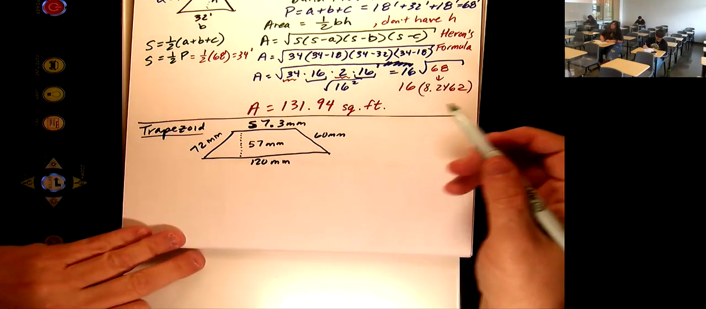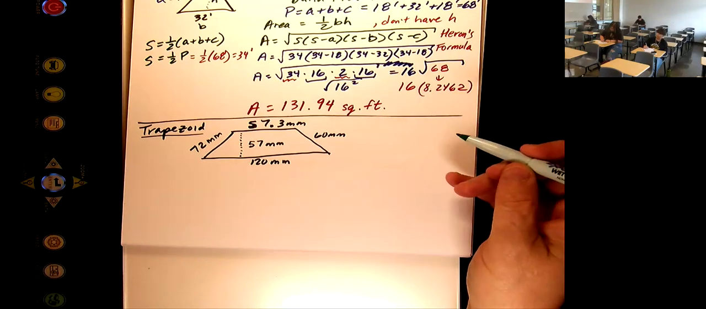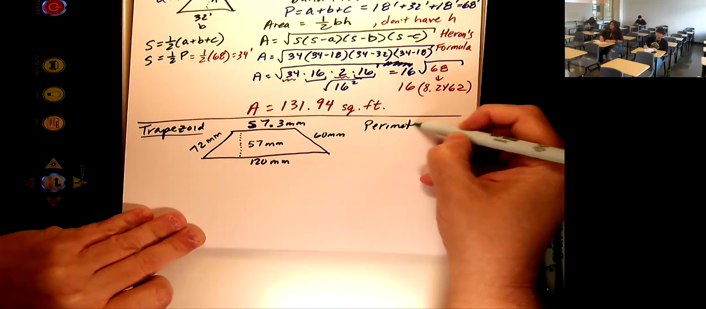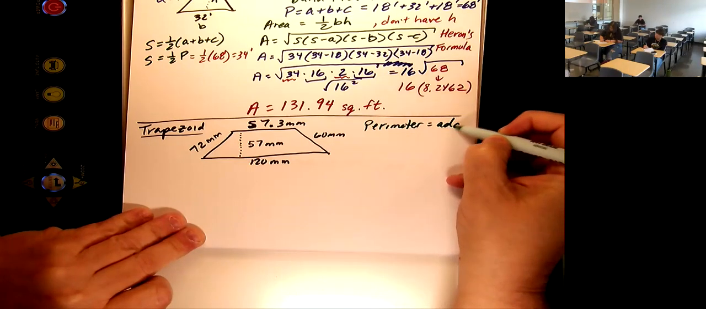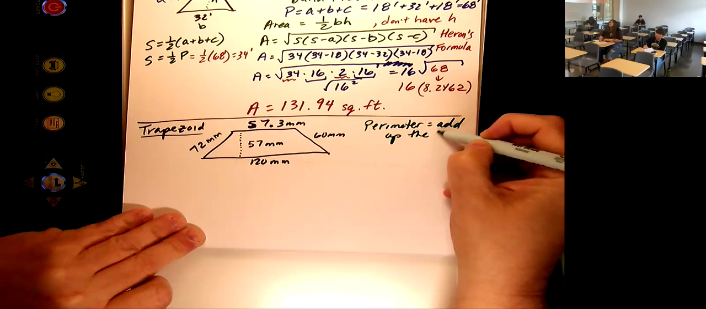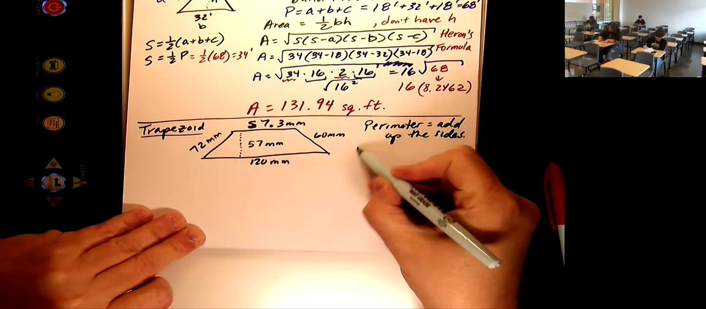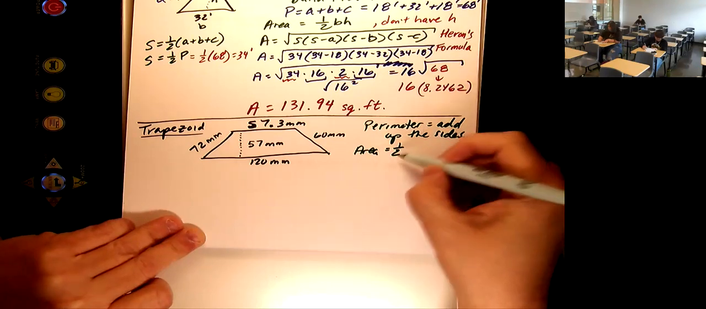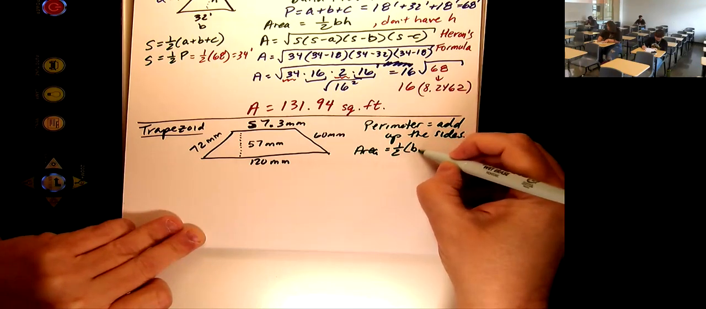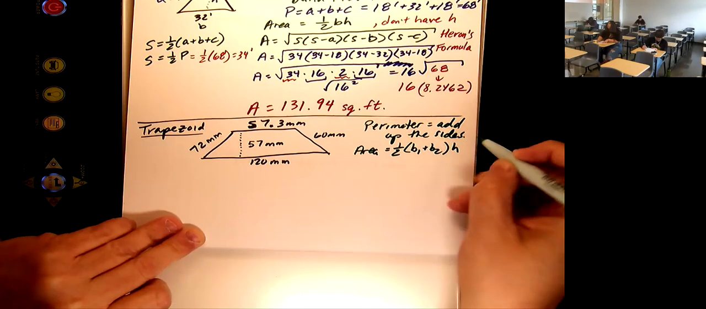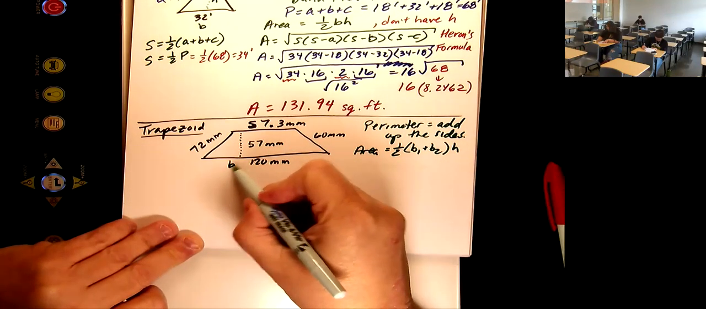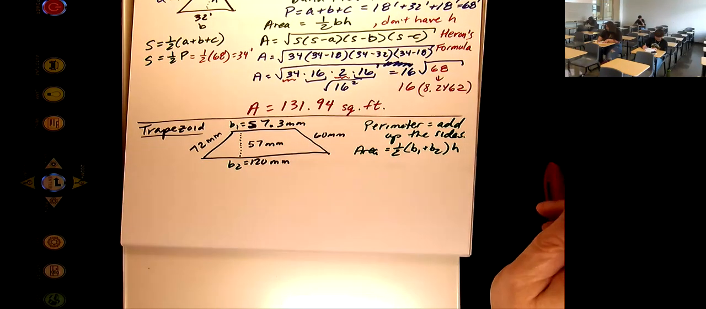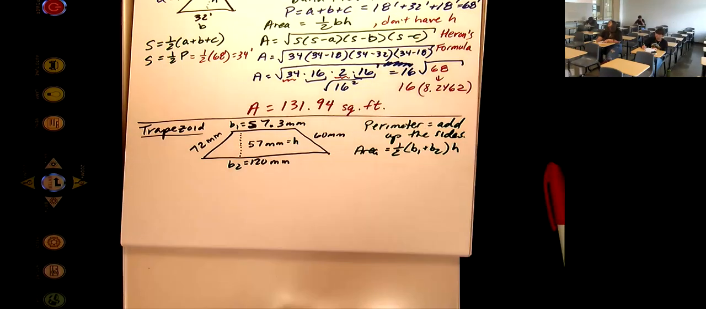So for some things we're going to find the perimeter and the area. The perimeter is again really easy, just add up the sides. The area for a trapezoid is 1/2 B1 plus B2 times H, where like this is B2 and this is B1, the two flat surfaces that are parallel. That right there is H.